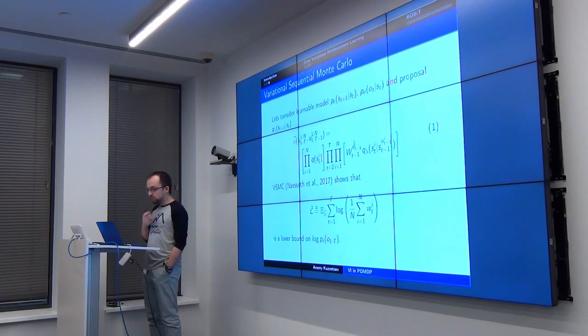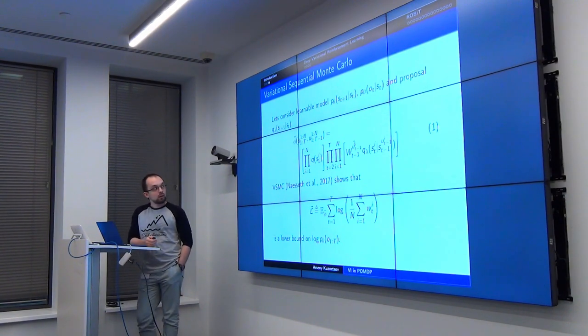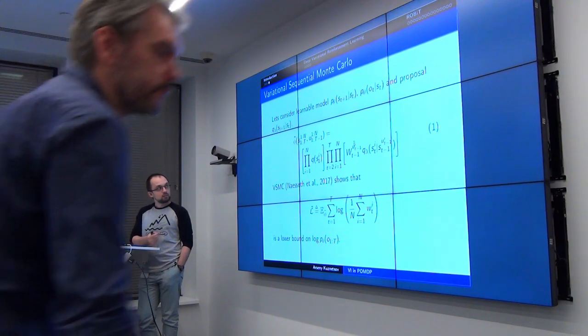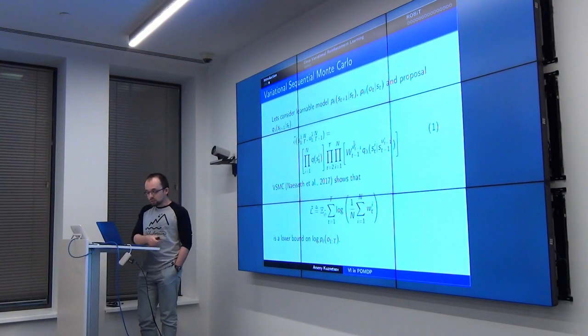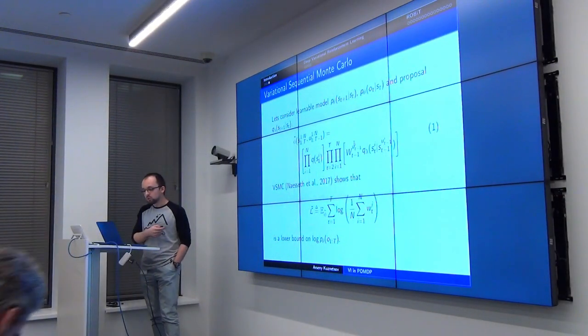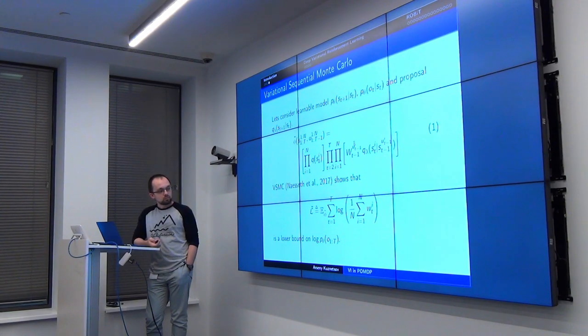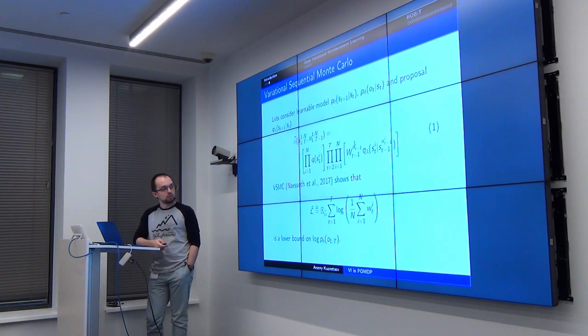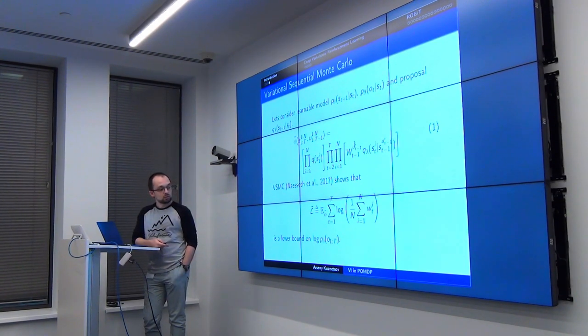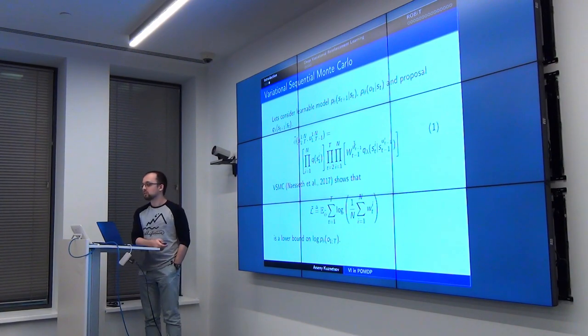So let's consider a variational case when we don't know our dynamics and we want to learn proposals as well. And this general distribution just shows the same process we talked about right before. And the paper about variational sequential Monte Carlo just shows that the expectation over this distribution of our normalization constant is a lower bound on the marginal log likelihood of our observations.